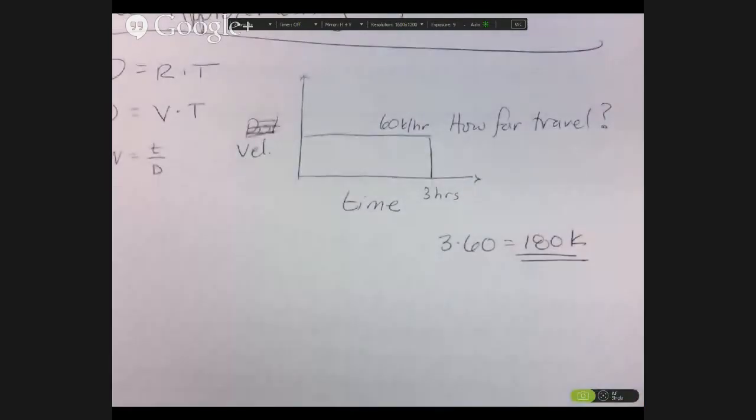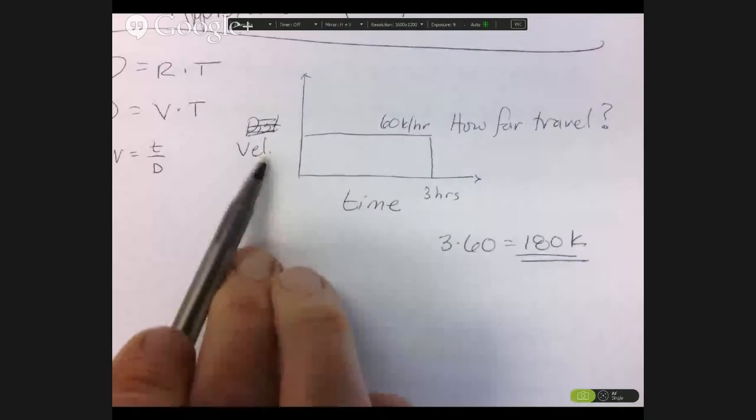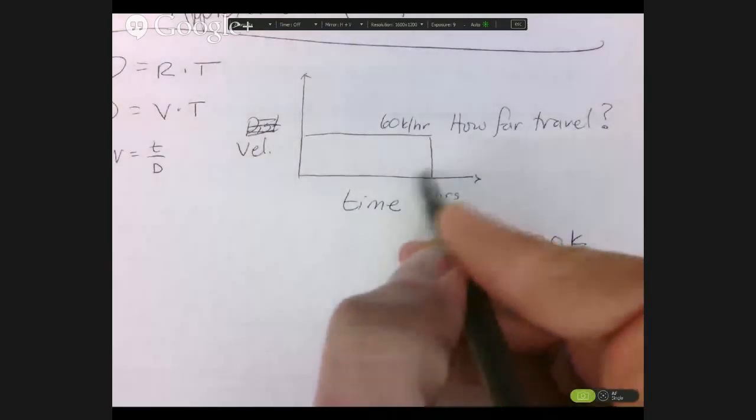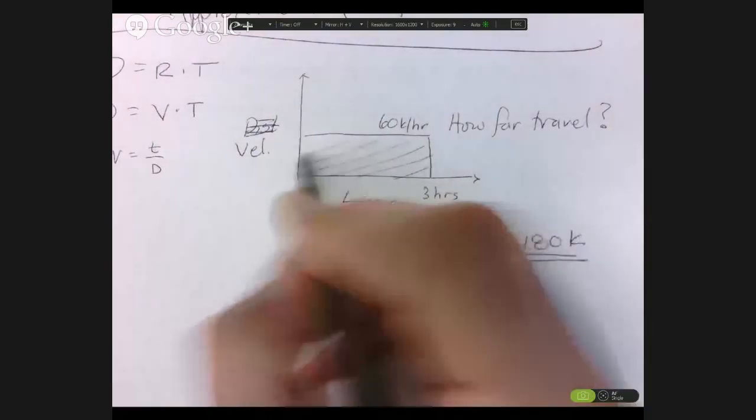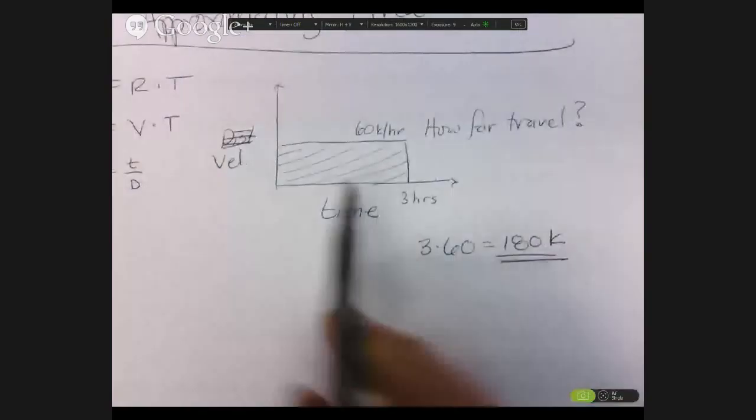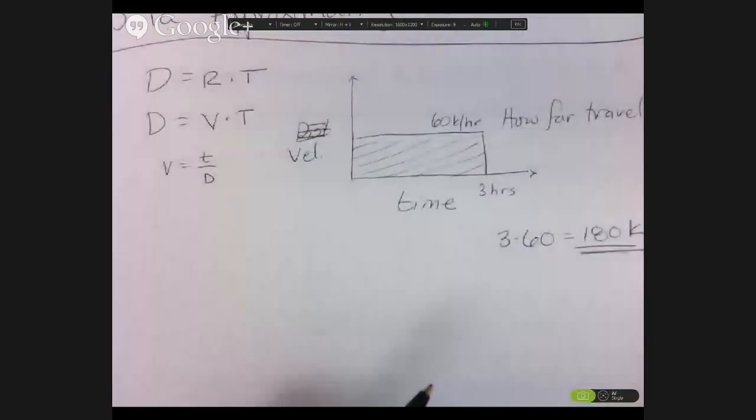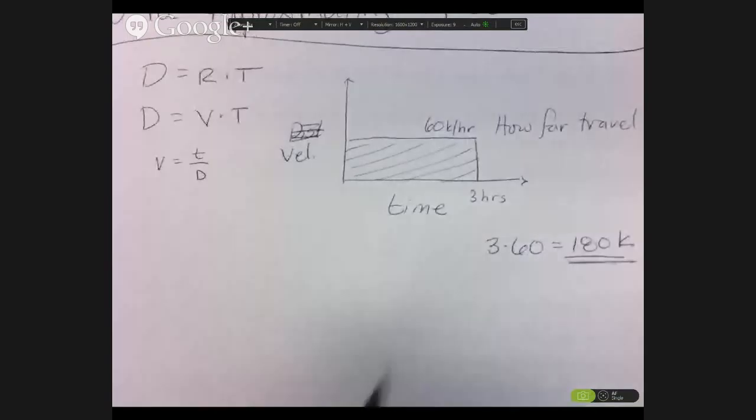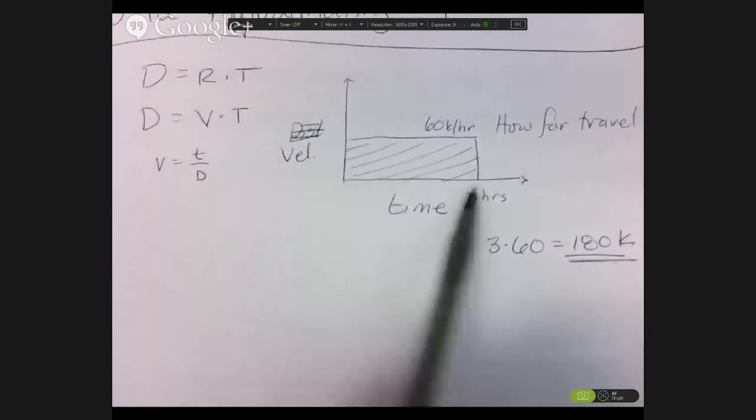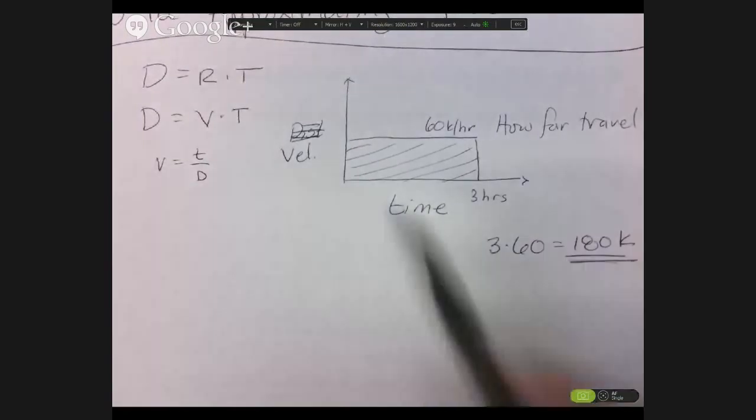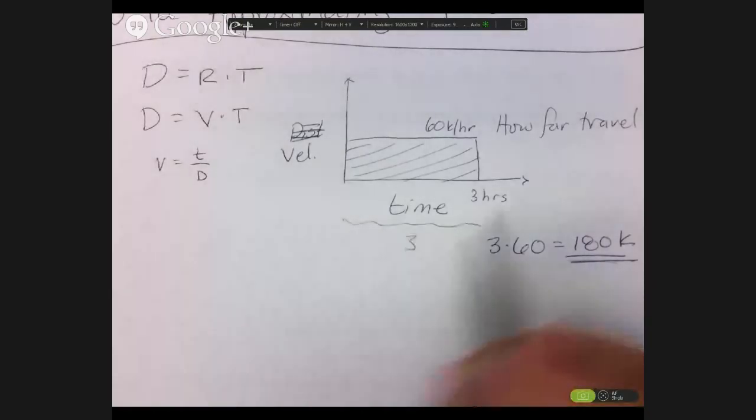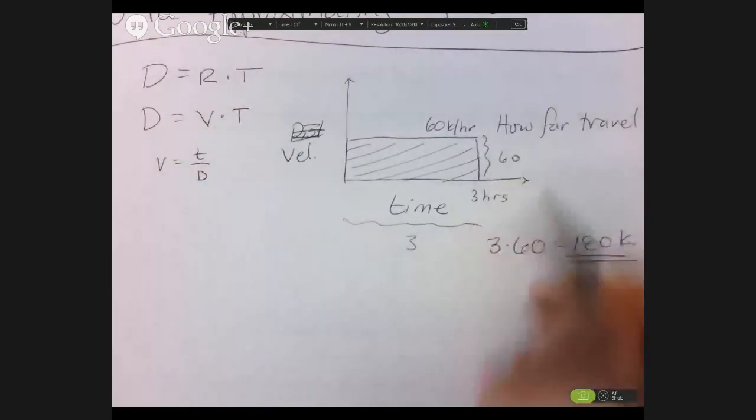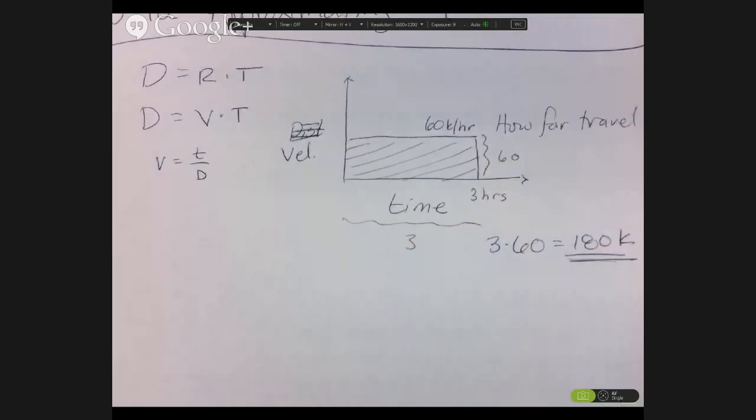Here's the nice thing about this. If you have a rate and a time, that value right there is in fact the amount of area in that rectangle. Okay, because it's 3 wide, right? The rectangle is 3 by 60. Okay, so the area is the total distance traveled.